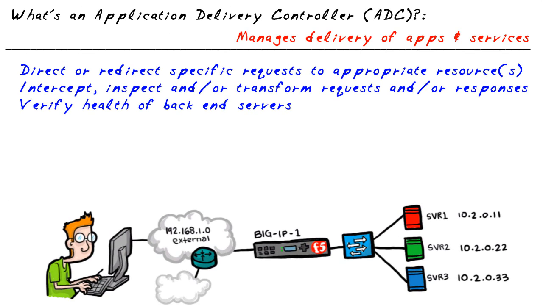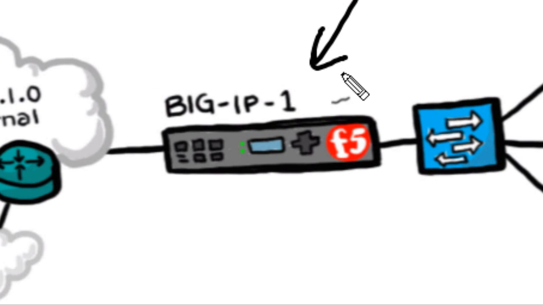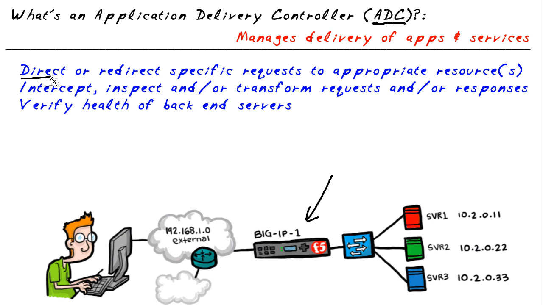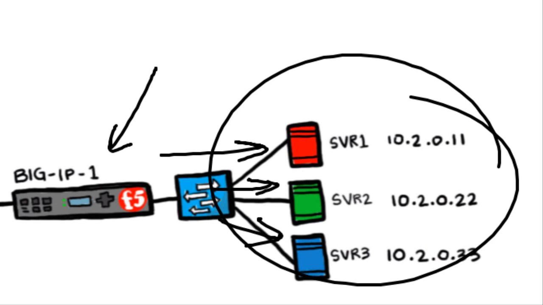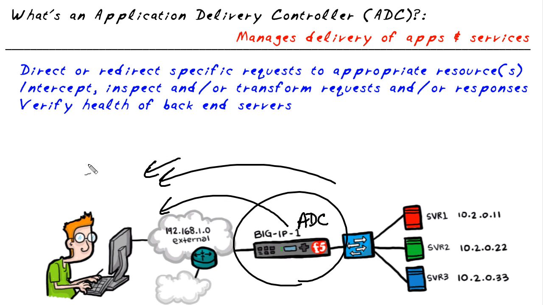In this nugget, we've identified that an application delivery controller, an ADC, such as F5's BIG-IP platform, has the ability to direct or redirect specific requests to the appropriate server resources that can handle those requests. And in doing that, it has the ability to intercept, inspect, and or transform those requests, as well as the responses that these servers are delivering to those clients. By monitoring the health of those backend servers, it can help reduce the risk of sending a request to a server that is not even up, which at the end of the day is going to improve the end user experience in using that application, such as HTTP web services.